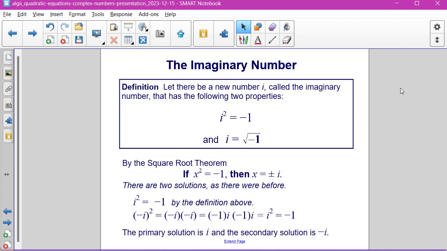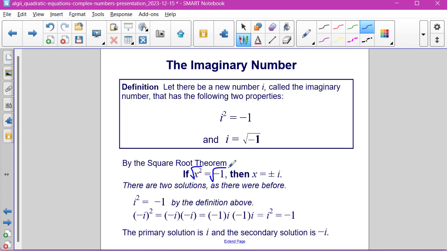Now that we've reviewed the square root theorem, let's discuss the new type of number that we have here, an imaginary number. Let there be a new number i called the imaginary number that has the following two properties. i squared is equal to negative 1, and i is equal to the square root of negative 1. By the square root theorem, if x squared is equal to negative 1, then we would have to square root both sides. And when we square root both sides, that's when we include the plus or minus sign in front of the square root. And the end result is x is equal to plus or minus i.